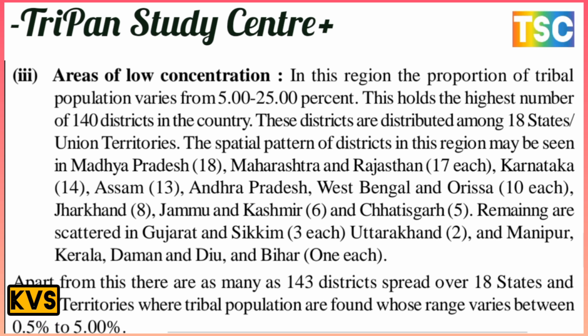This is the area of low concentration. Apart from this, there are 143 districts spread over 18 states and union territories where the tribal population ranges between 0.5% and 5%. This is the most important point here.